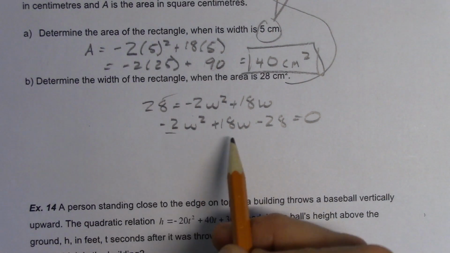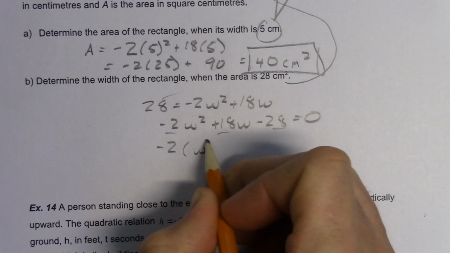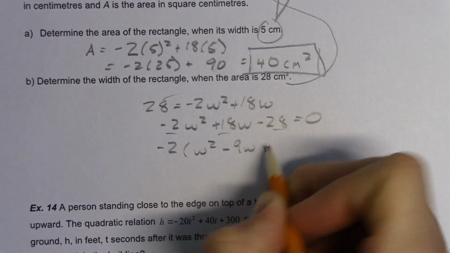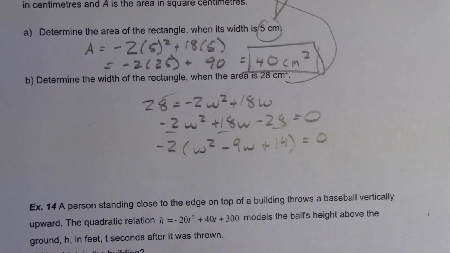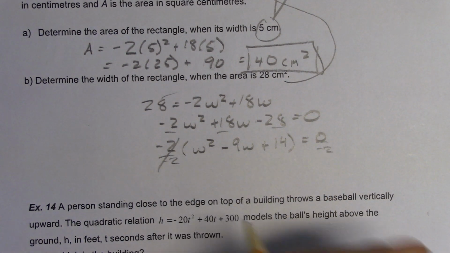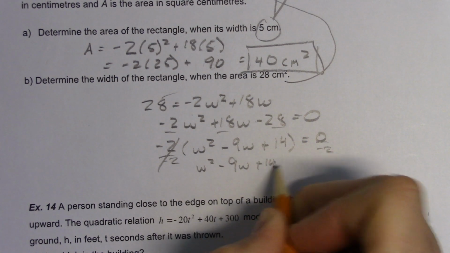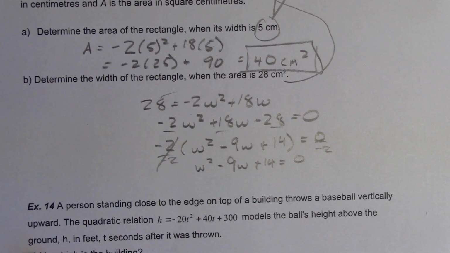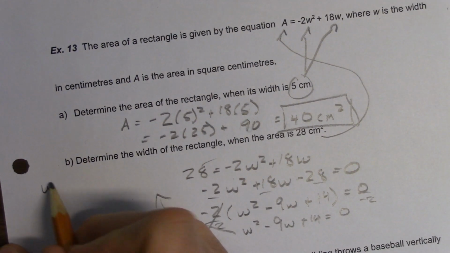Next, I can see that -2 can be factored out because they all have a -2, so I'll take that out and I'll be left with this. If I divide both sides by -2, this actually goes away, so I'm left with W squared minus 9W plus 14 equals 0. Now I want to factor this. I'm going to rewrite it up here.